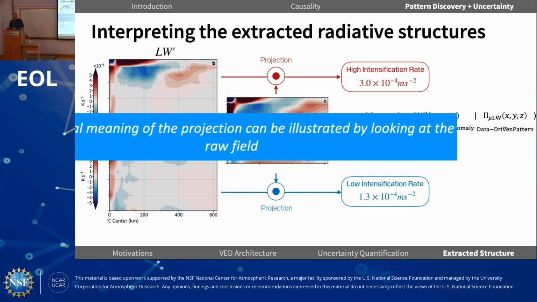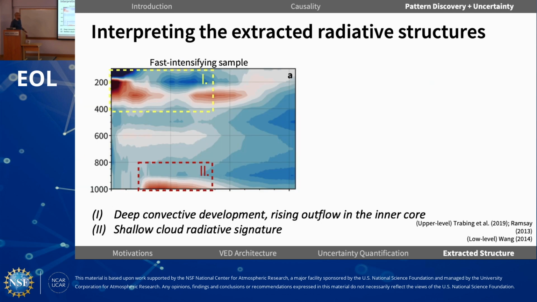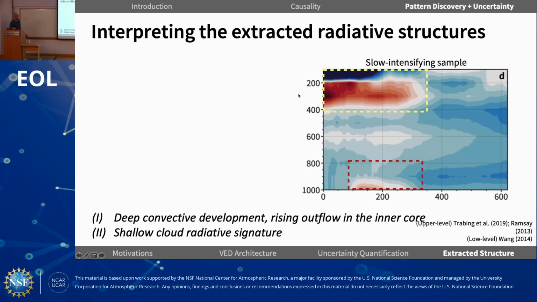So how can we learn more about physics from this? The idea would be to look at the raw field of longwave radiation just to see how they differ. Here we have some dipoles in longwave radiation. That's very important because it approximately tells us what the cloud top is going to look like. One thing we see is more of a deep convective signature near the inner core, and there is a rising outflow in the inner core as well. This is particularly true when you compare it to the slower sample. We can see that there's less deep convective signal and the outflow height is lower than the other sample that we looked at.